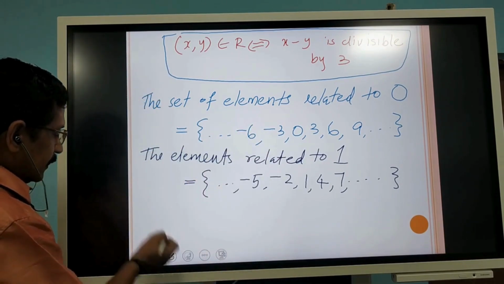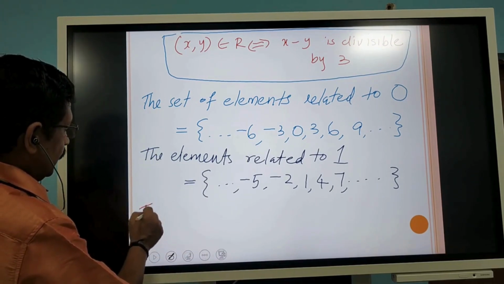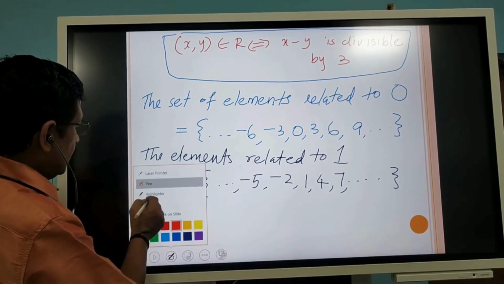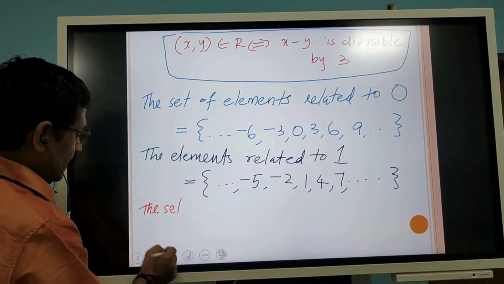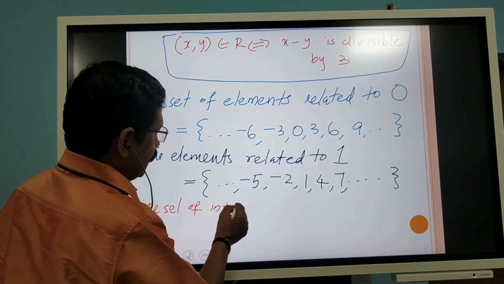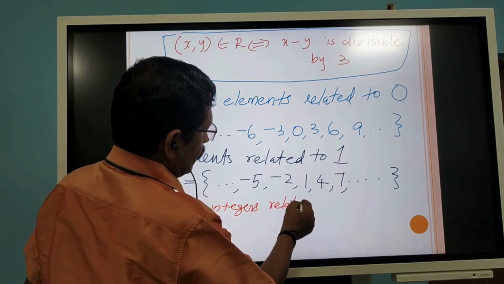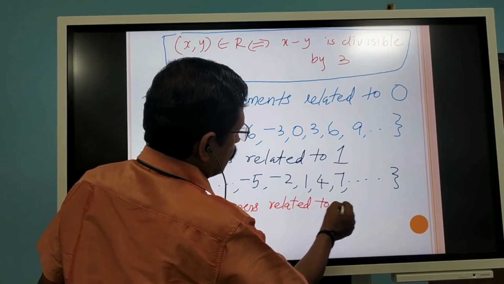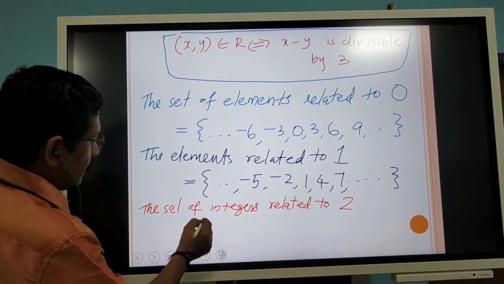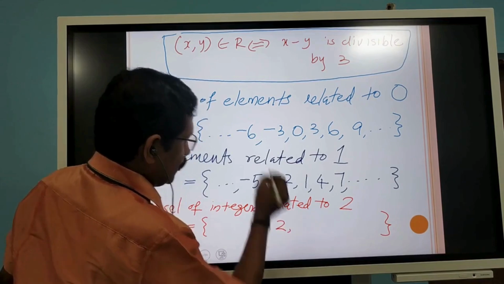Now, the third case I am taking. The set of elements, set of integers related to 2. Of course, 2 is related to 2 as it is reflexive. 2 is related to 2.